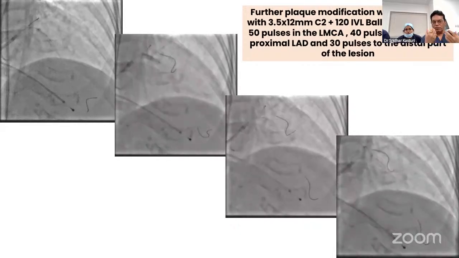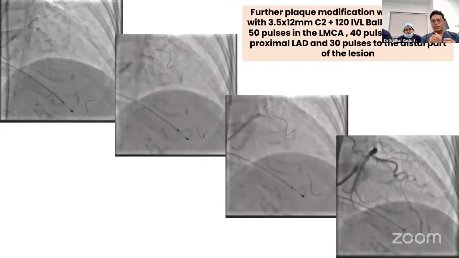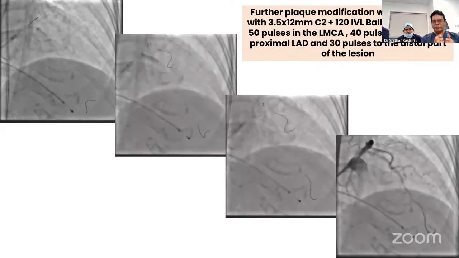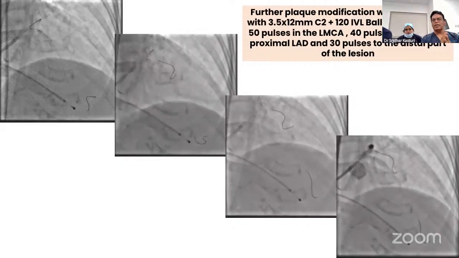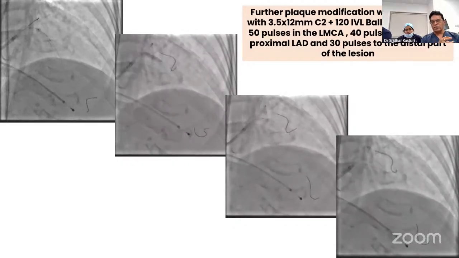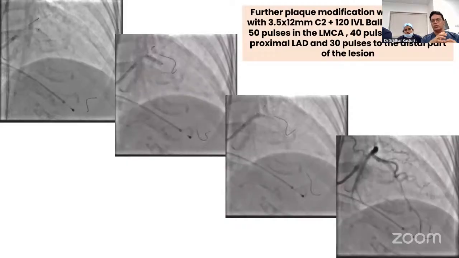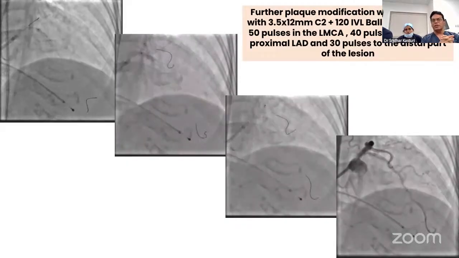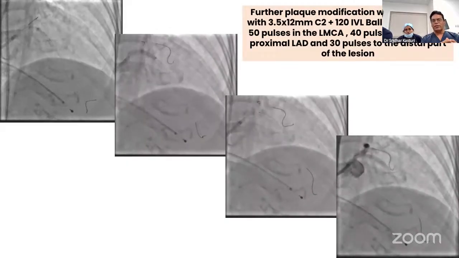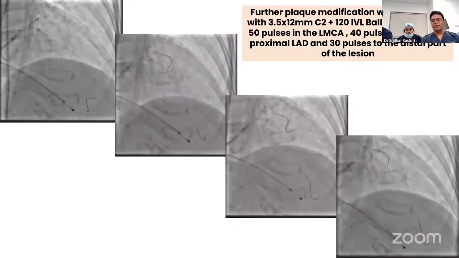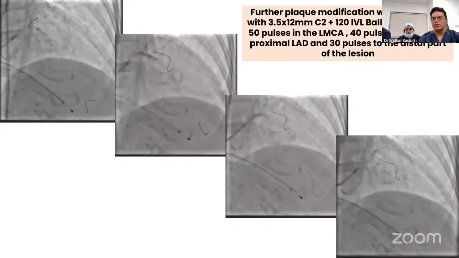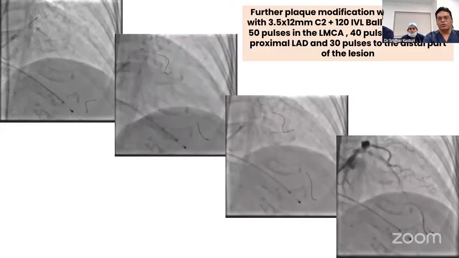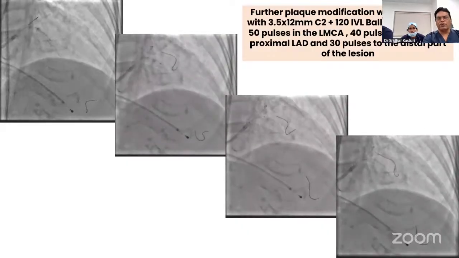Each microbubble generates 40 to 50 atmospheres of high pressure. It can create not only macrofractures but also microfractures, so that it alters the compliance of the vessel. When the vessel is compliant, you can dilate it with an NC balloon and subsequently the stent expansion will be better. So this is after IVL plaque modification.